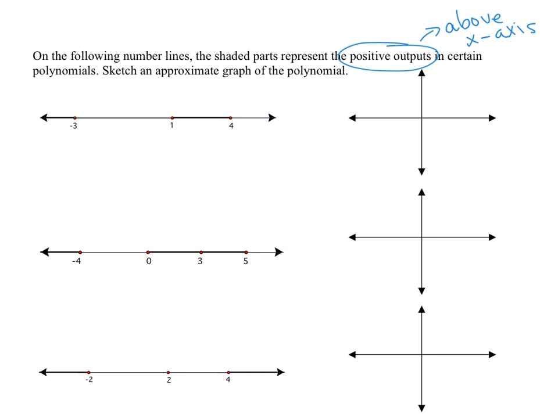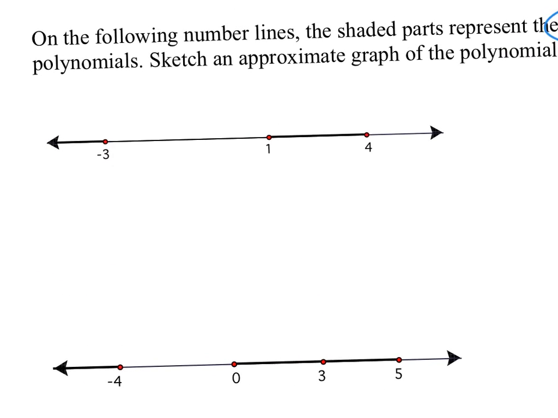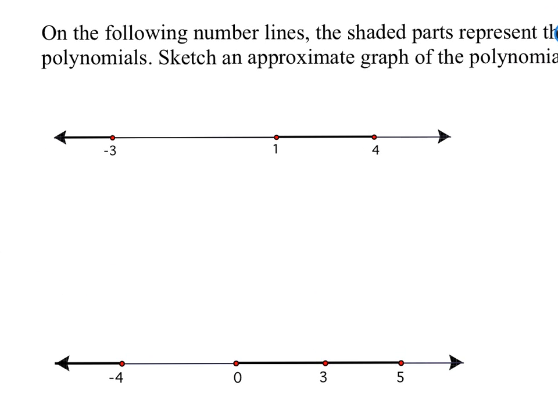So if I take a look at this first number line, let me zoom in a little bit. We have some shaded parts here, so I'm going to put pluses and minuses so that we know if it's positive or negative. So all the way here on the far left, we have a shaded region. Since it's shaded, I know that part's going to be above the x-axis. So I'm going to put a plus sign because my outputs are positive.